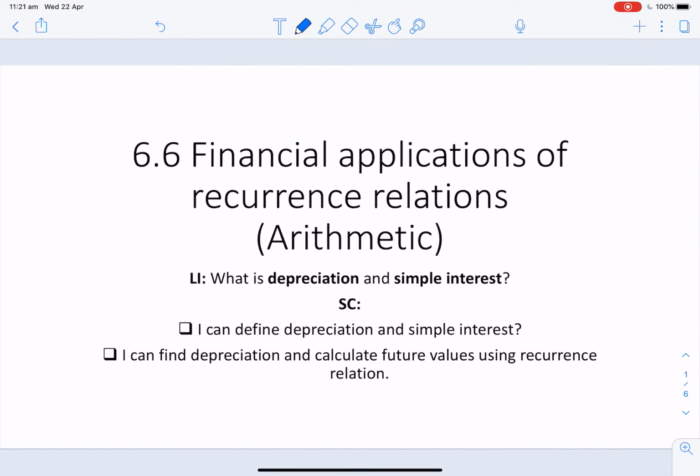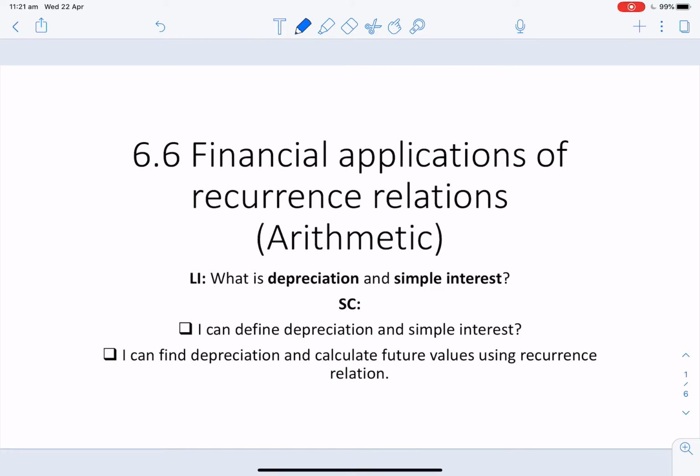6.6, financial applications of recurrence relations, arithmetic. Now, 6.6 is broken up into arithmetic and geometric because we are discussing 4 different concepts. It was easier to break it up a little bit so that you're not confusing yourselves with things like flat rate depreciation and reducing balance at the same time, and then simple interest and compound interest.